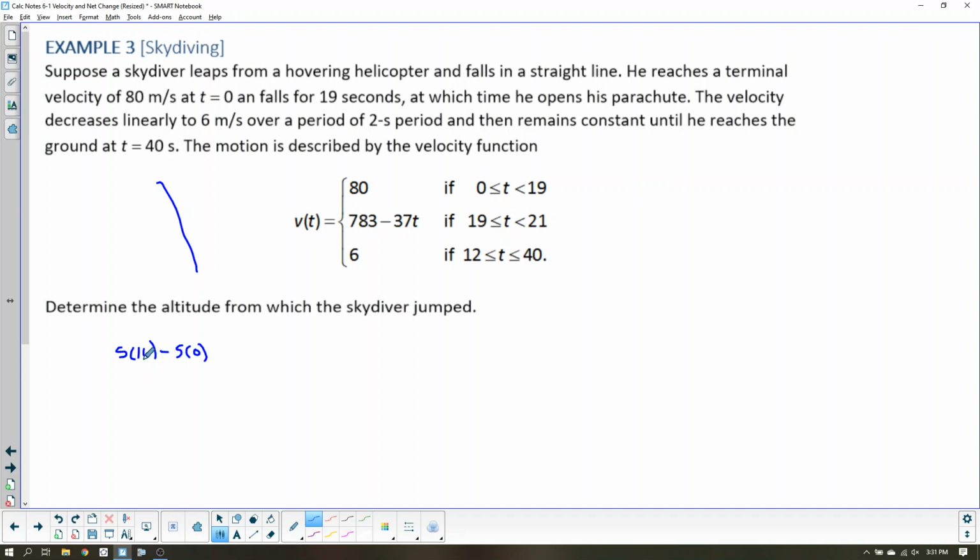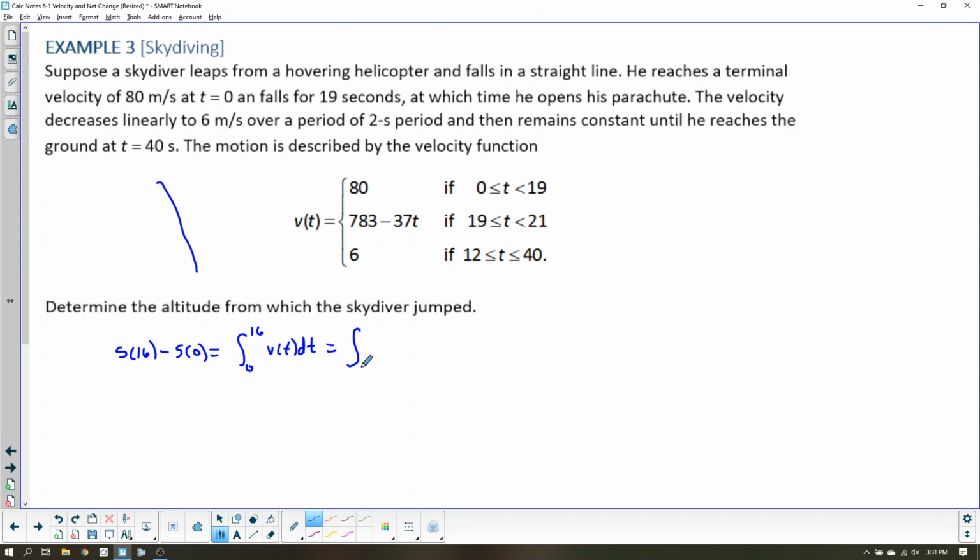The ending position minus the starting position, the net change. To do that, that's going to be the integral from 0 to 16 of v of t dt. Well, how are we going to integrate a piecewise function? The easy way to do it is just break it up into separate integrals.